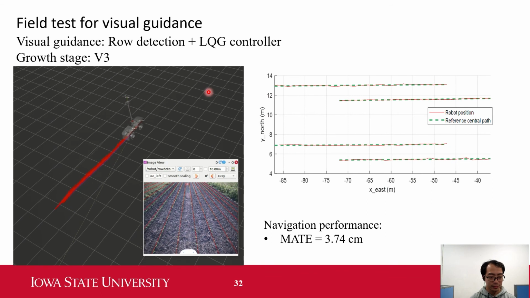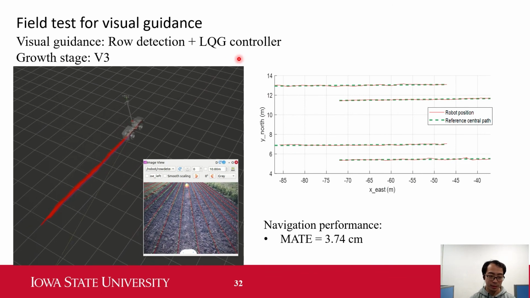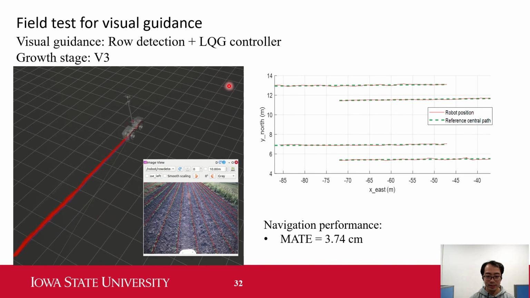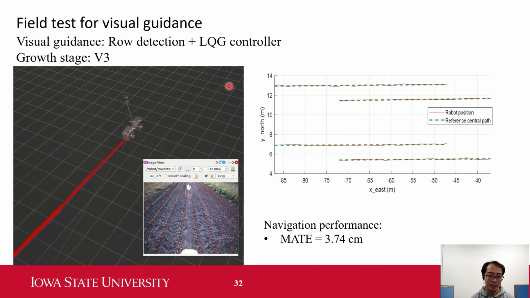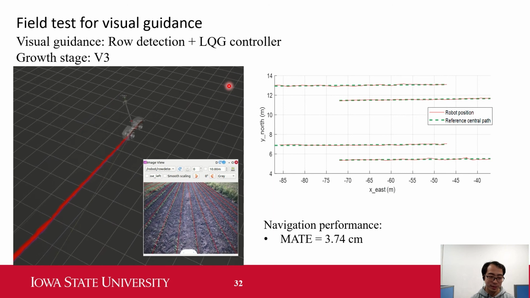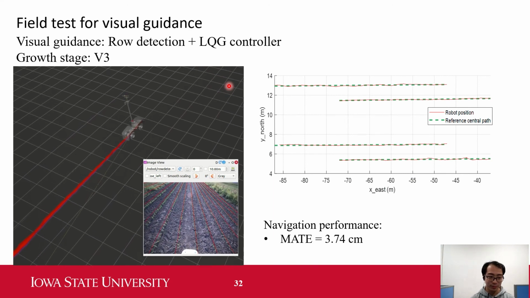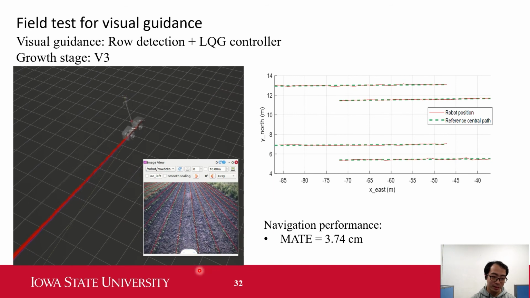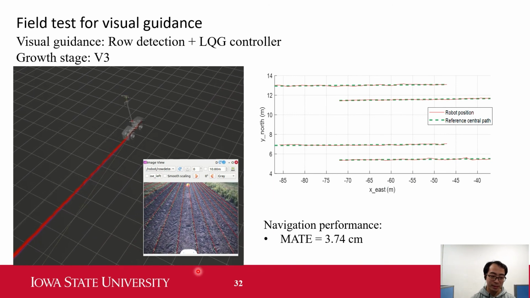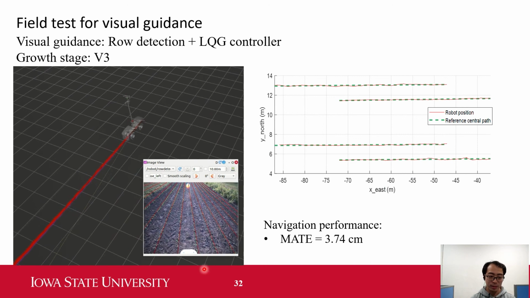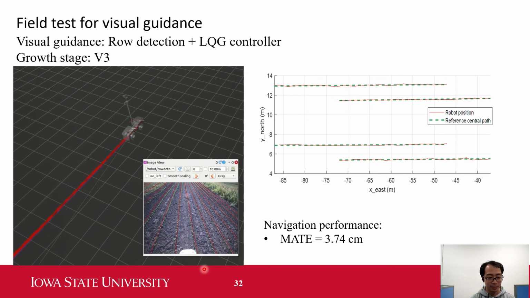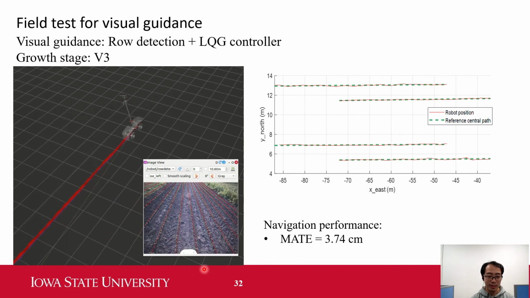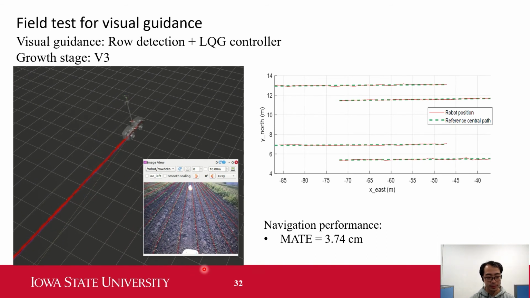So we tested those algorithms directly on the real robot, since the simulation cannot simulate those crop plants very well. In this field test, we can see the robot can detect those crop plants precisely, and the robot just controls itself to stay in the center of the crop rows.